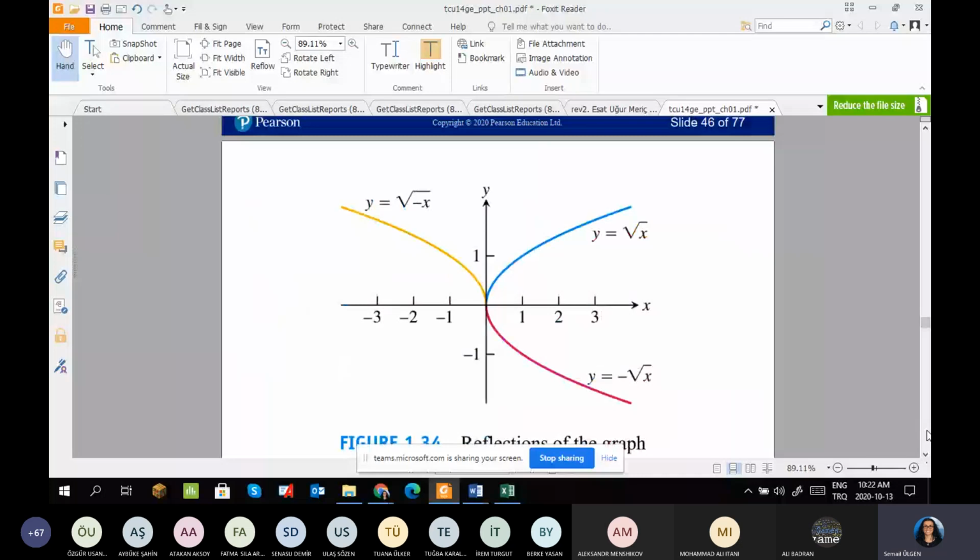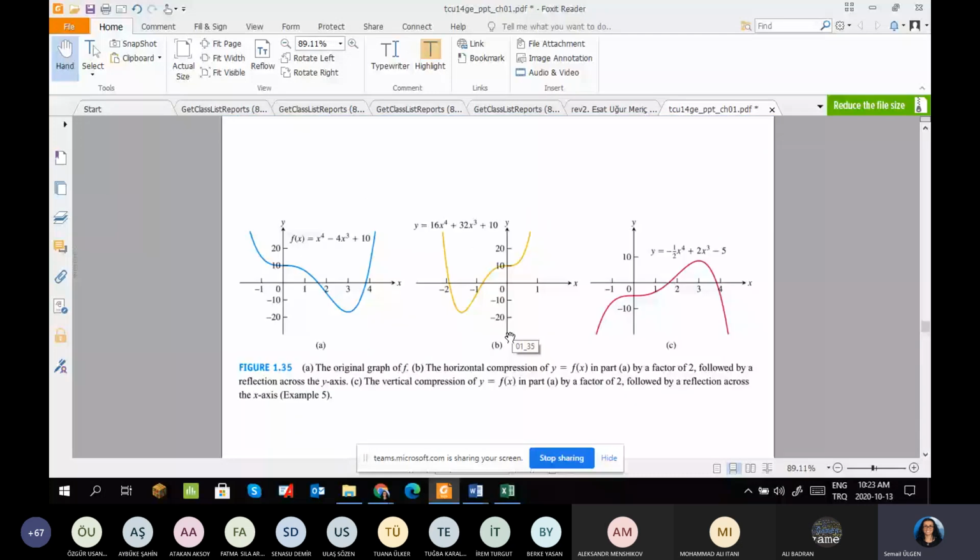And then, by a reflection across the y-axis. So we get a reflection along the y-axis first, and then we do the horizontal compression by a factor of 2, and then you get this picture. And then the vertical compression of y equals f of x by a factor of 2, followed by a reflection across the x-axis. So we are doing two transformations at once. One, we reflect it along the x-axis, so it goes upside down. Look, it goes upside down, right? And then we do the vertical compression by a factor of 2 to get that.